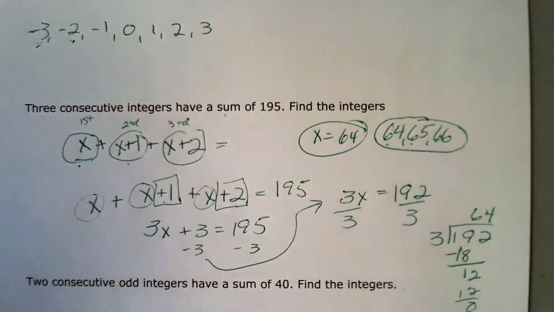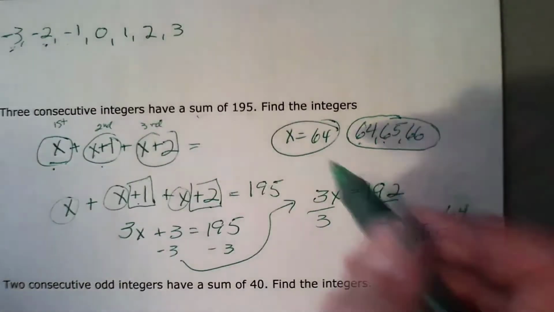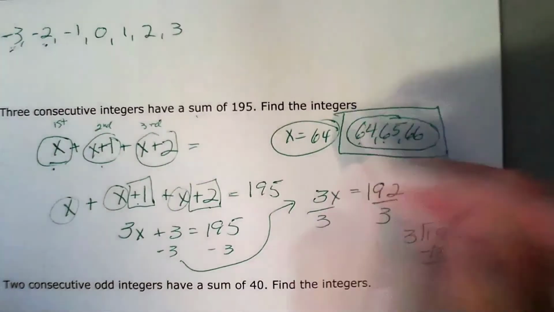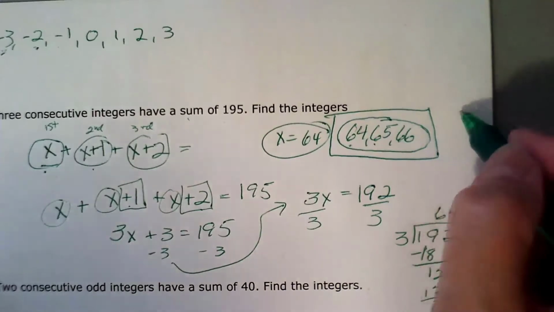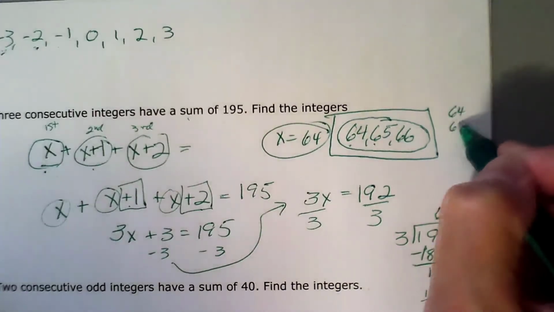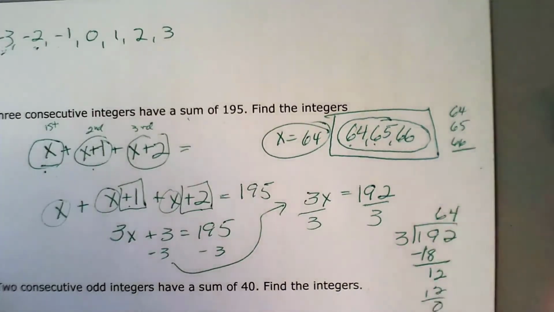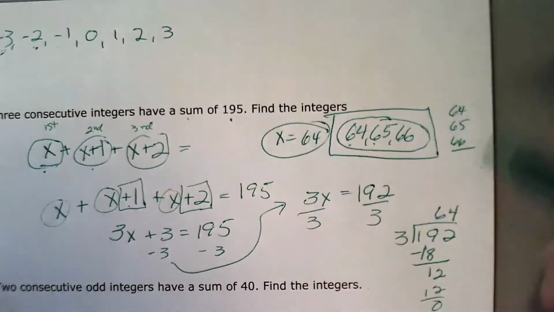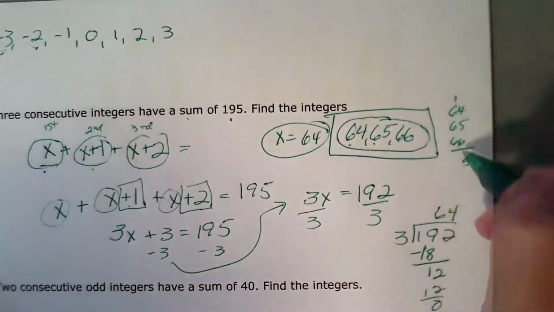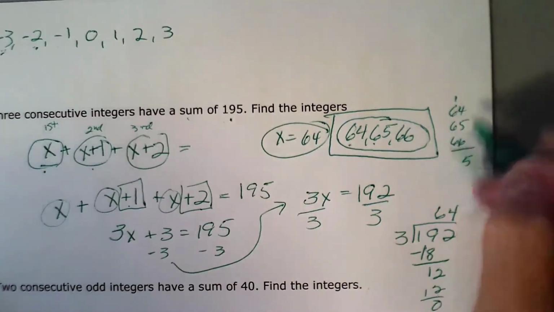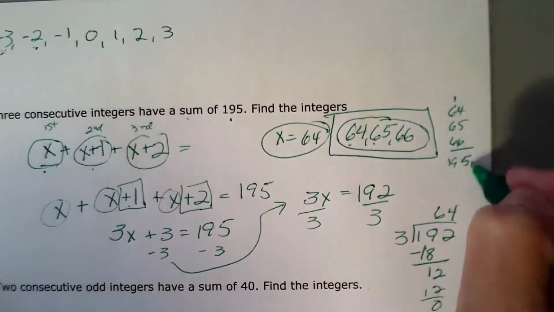This is my final answer. But if I add 64, 65, and 66 together, I should get 195. So 6 and 4 is 10, and 5 is 15. Carry the 1. 6 times 3 is 18, and 1 is 19. 195, so that checks.